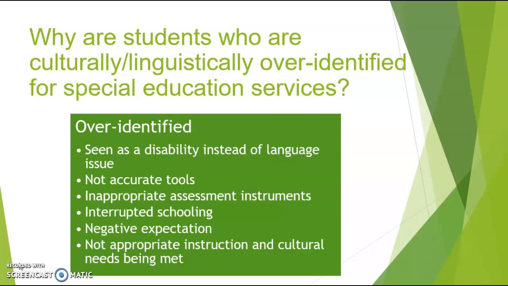It could be interrupted schooling. These kids have moved maybe in the middle of their school year, and that can interrupt learning and can cause them to look like they are far behind and maybe need special education services. A negative expectation. So often we can look down and have bias ourselves as teachers, and we can't look down on students just because they come from a different background, thinking that they aren't able to do this. We need to believe in every student.